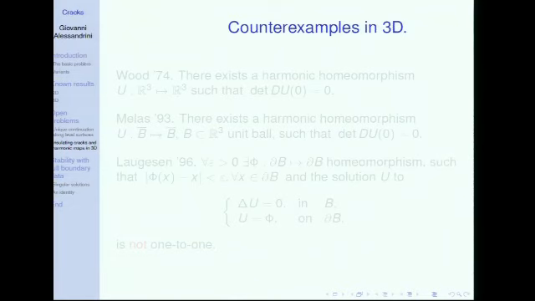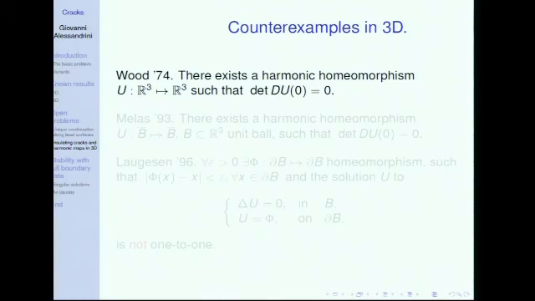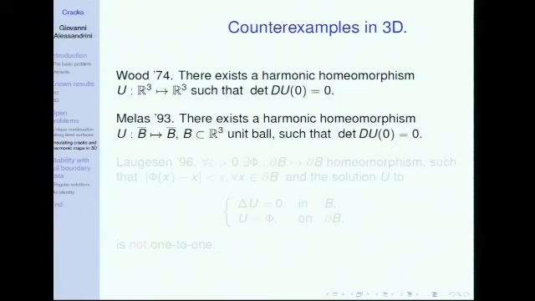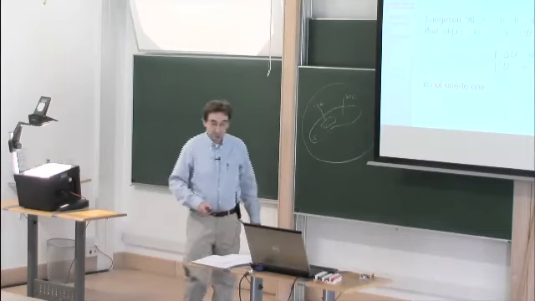There are only counterexamples. There is a relatively old counterexample by Wood which tells that the Lewy theorem fails in 3D. That is, there are homeomorphisms which are not diffeomorphisms. There is an example by Melas which tells that we can find a homeomorphism, so it maps the boundary onto the boundary of the ball. It is also a homeomorphism inside, but at some point the Jacobian vanishes.